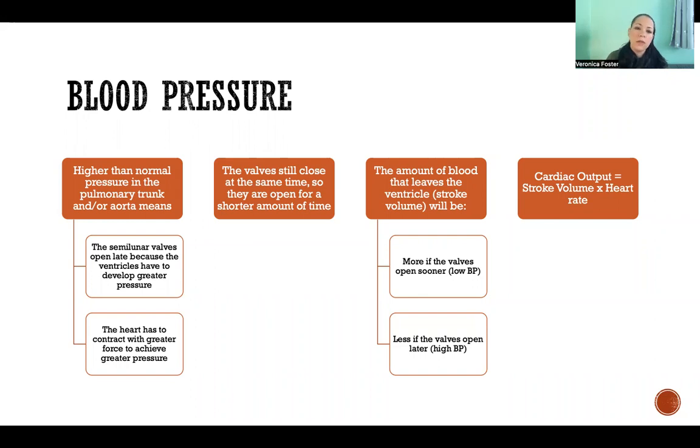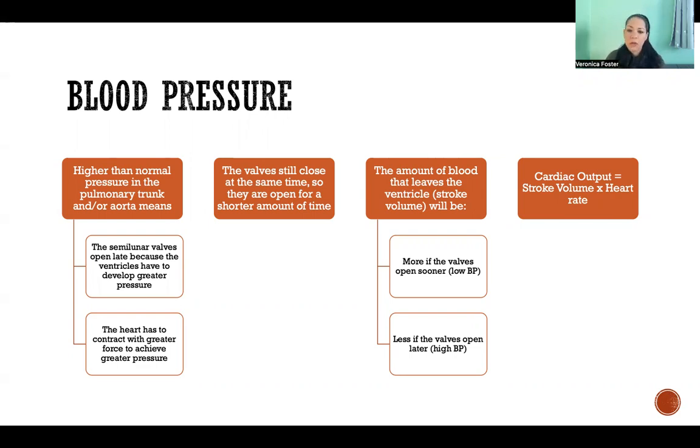It also means that the heart is going to have to contract with a greater amount of force. So remember the second factor, it will have to produce a greater amount of force to produce a greater amount of pressure in the ventricles to overcome the pressure in the vessels. So this happens in two scenarios. We could have high blood pressure in the vessels because of exercise and exertion. So that's in a healthy way.